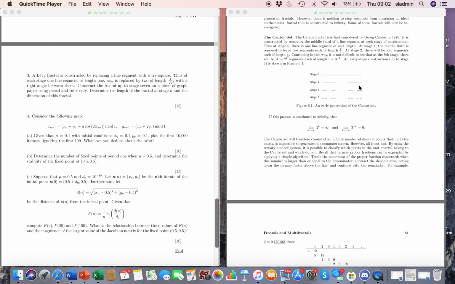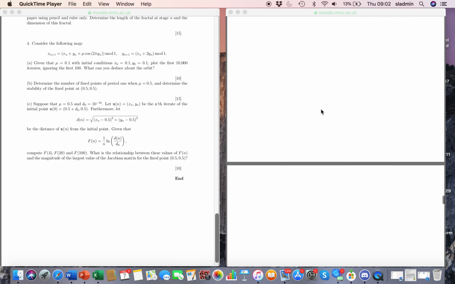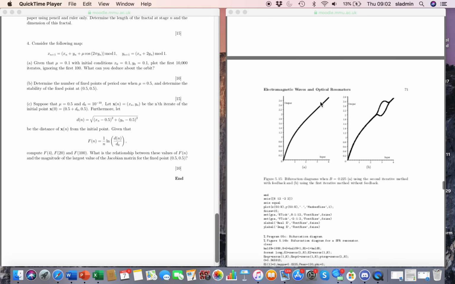So this is called the motif, and you have to apply a motif and construct the Levy fractal up to stage 7. But again, you have to do this on graph paper with pencil and rule. Question number 4, again we go back to the Henon map. You'll see it's similar to a 2-dimensional map.